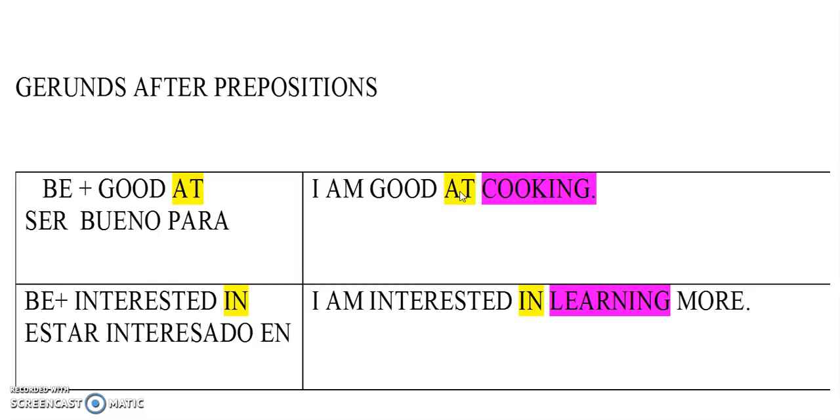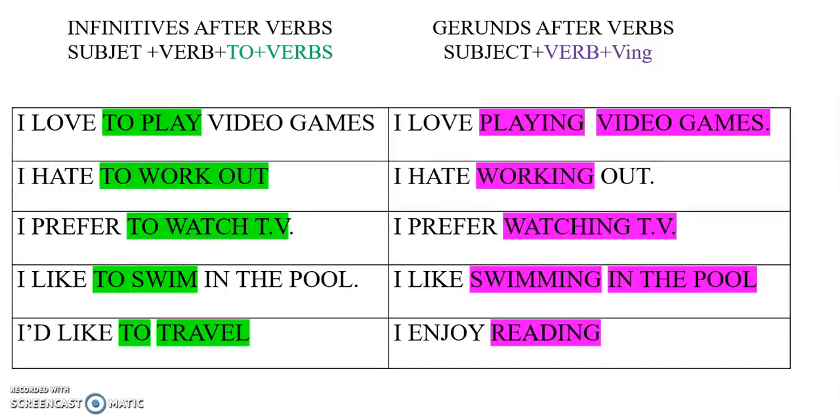After the preposition, después de la preposition at, vamos a usar un gerund. Después de la preposición in, vamos a usar un gerund. Acuérdense que gerund es el verbo con la terminación ing, ¿ok? Lo cual se convierte en objeto de la preposición. Example, I am good at cooking. I am interested in learning more. Well, that's everything for today. I hope you don't have any problem when using gerunds after prepositions, when using infinitive and gerunds, okay?